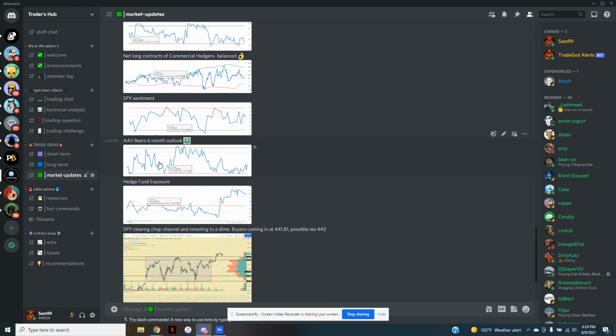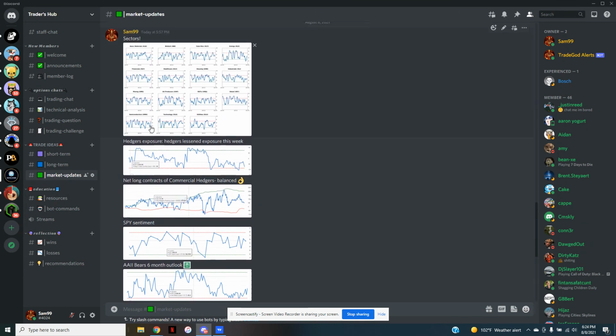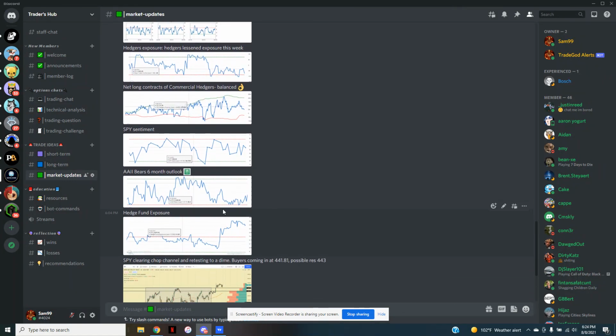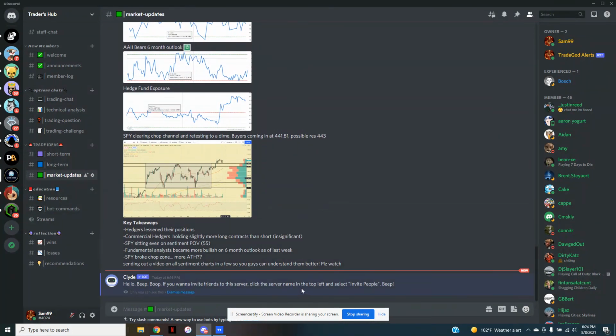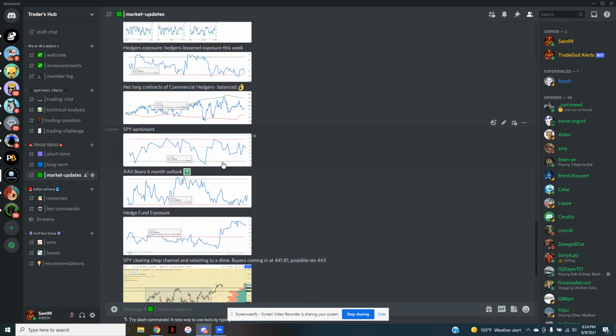The AAII bears, this one, the net long of commercial hedgers and hedgers exposure, those are all updated weekly, so they're a little bit more long term. All the sectors, sentiment, hedge fund exposure, those are not. So hope you guys kind of got an idea of what all this stuff is and can use it.